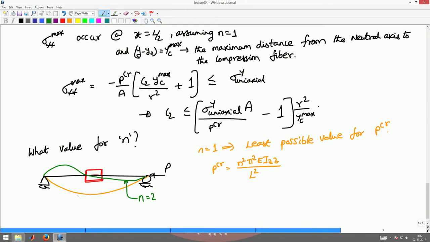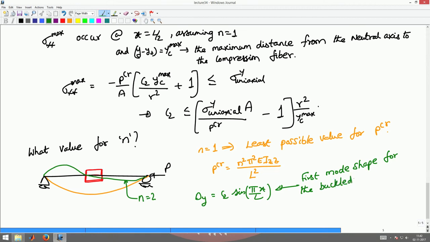This shape that you get for the deformed shape, this delta y being C2 sin pi x by L, is called the first mode shape for the buckled column. C2 sin 2 pi x by L, similarly, is called the second mode shape for the column.